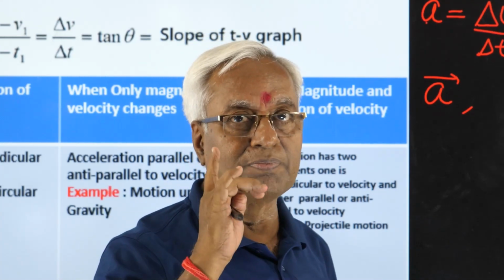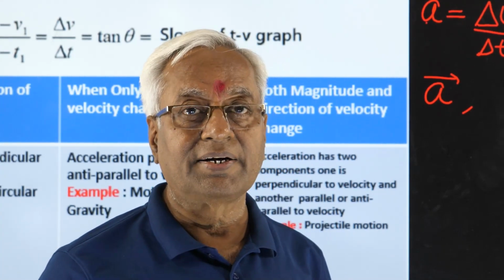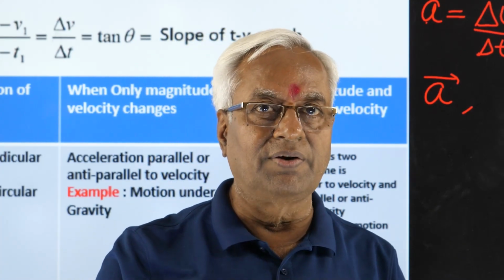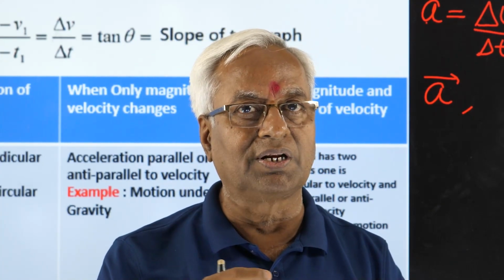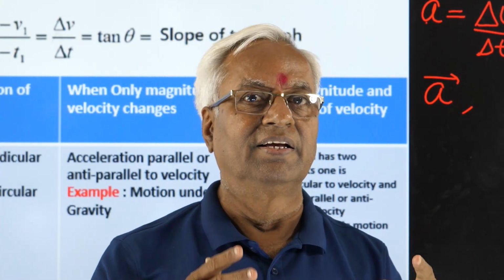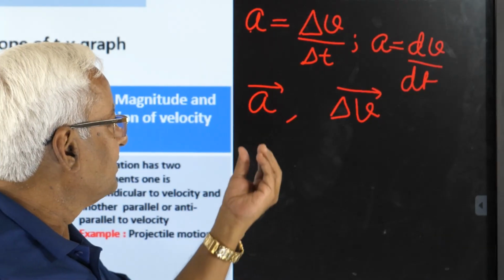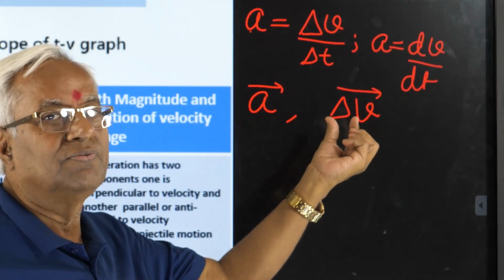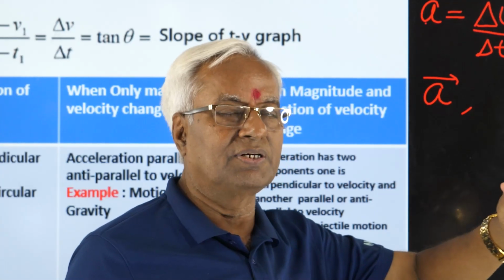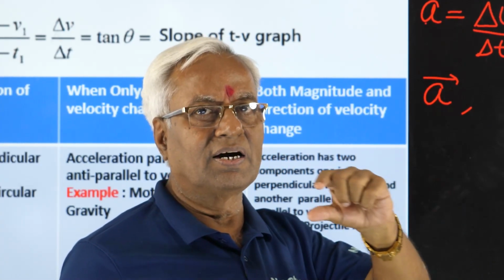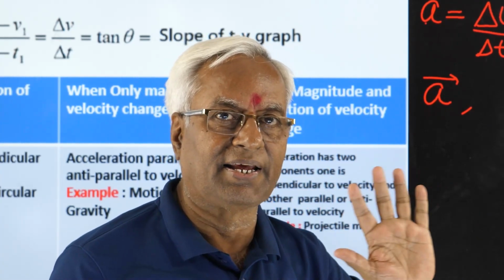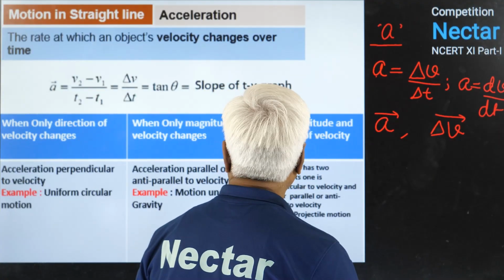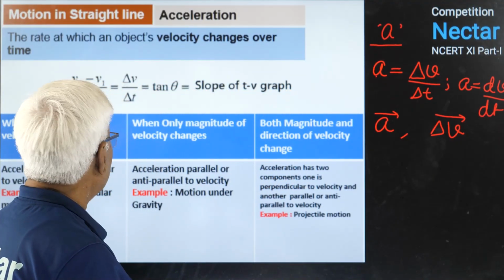This is a misconception. Second thing, acceleration and velocity have no direct relation in their direction. You can say only that acceleration and change in velocity have a similar direction. They are always in the same direction. Now we are giving here three examples.